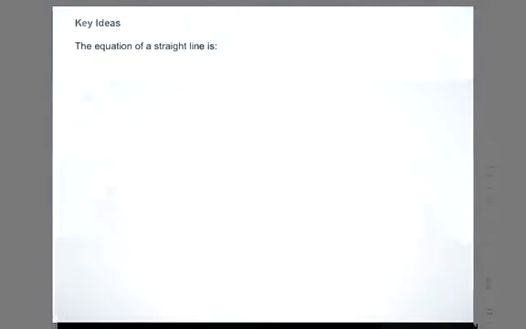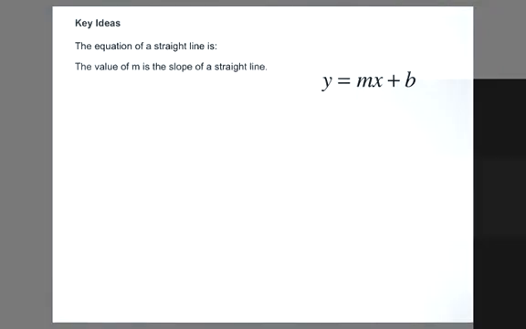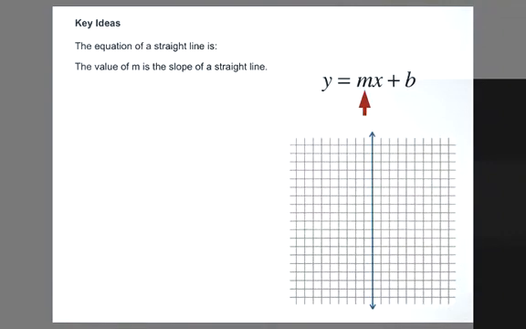The key ideas here. The equation of a straight line is y equals mx plus b. The value of m is the slope of a straight line, or the rate of change. If we look at a Cartesian plane, when we have y equals x, we have a slope of 1. When we have y equals negative x, we have a slope of negative 1. Positive slopes increase as you read from left to right. Negative slopes decrease as you read from left to right.